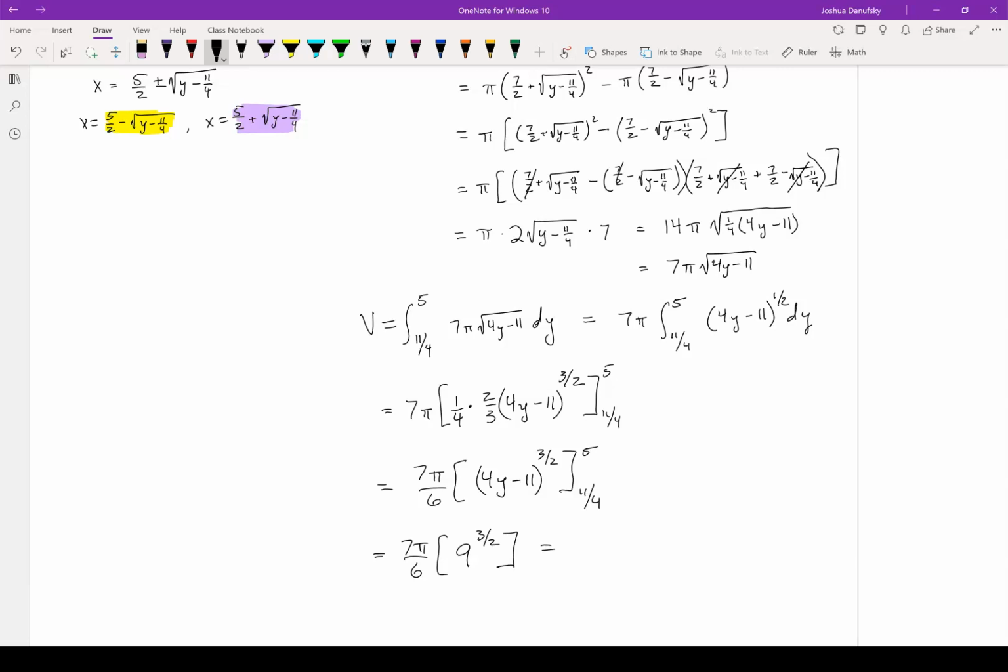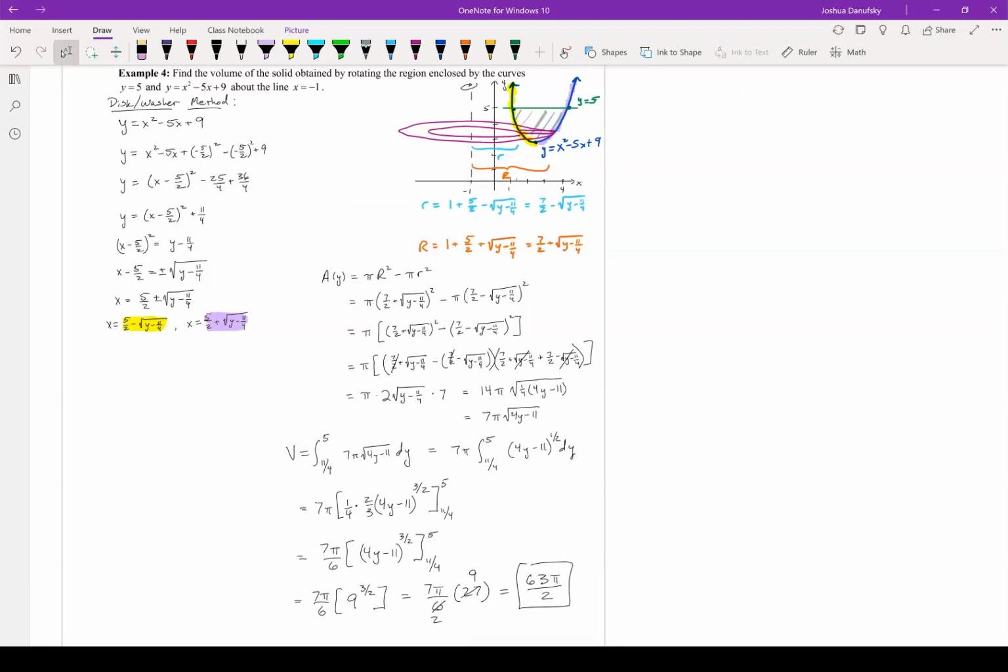The square root of 9 is 3. Raising it to the 3rd power is 27. And we cancel to get a 2 here, a 9 there, which gives us 63 pi over 2. So there is the disk washer method for this particular example.